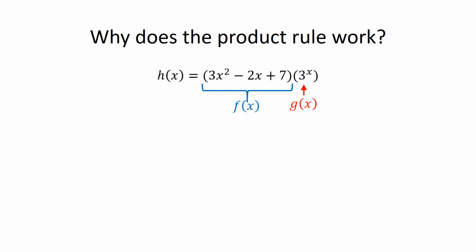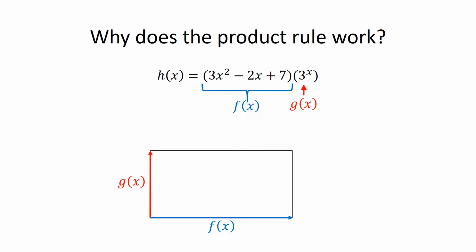So I'll represent f of x as the length of one side of a rectangle, and I'll represent g of x as the length of the other side of the rectangle. So now, h of x represents the area of this rectangle. And then, h prime of x represents how quickly the area of the rectangle changes as we change the value of x.